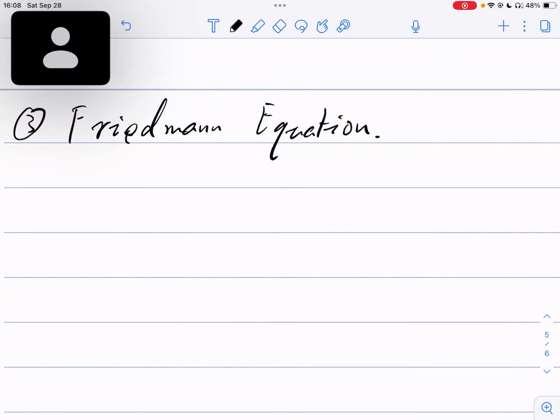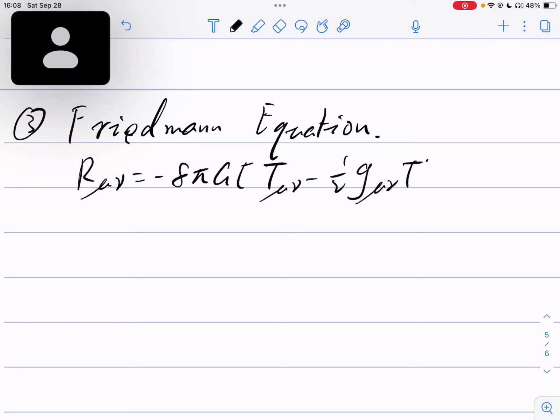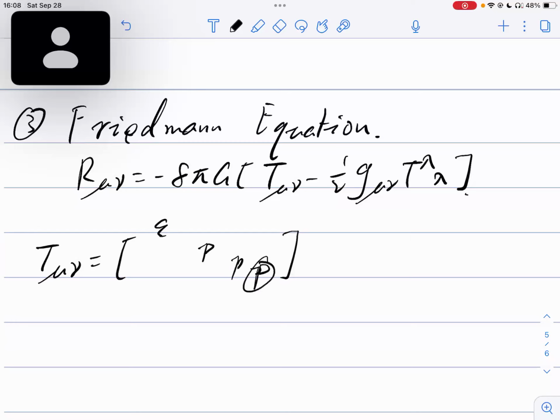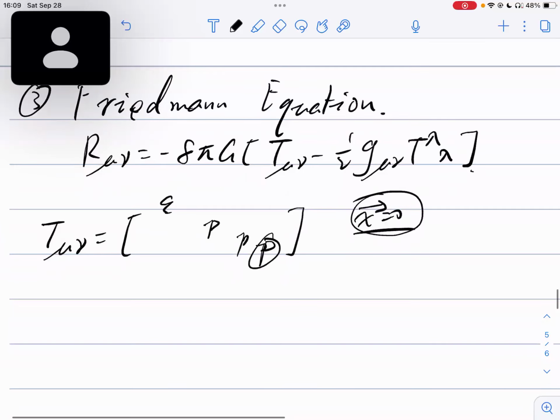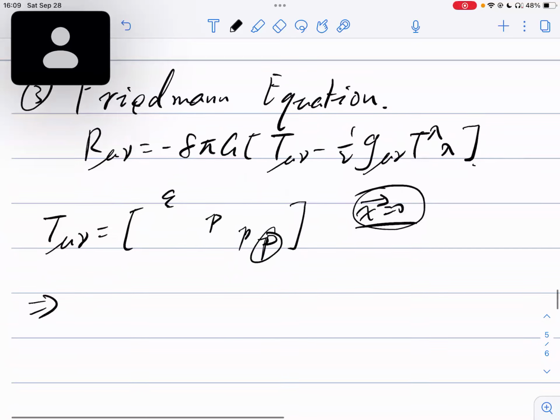Recall the Einstein field equation: R mu nu equals minus 8 pi G times T mu nu, the energy momentum tensor, minus 1/2 g mu nu times the trace of this energy momentum tensor. And according to the definition, T mu nu equals diag(epsilon, p, p, p). This epsilon is just the energy density, and the p is just the pressure, at the original point, of course, not the general expression. Now we can just easily calculate.